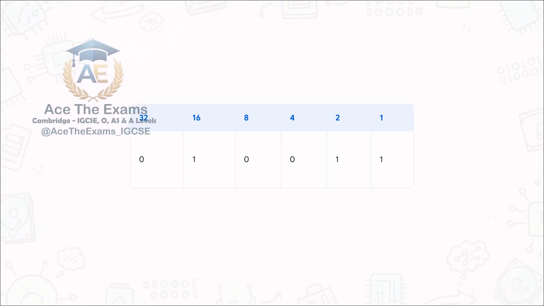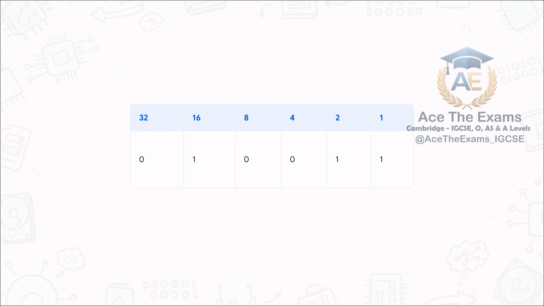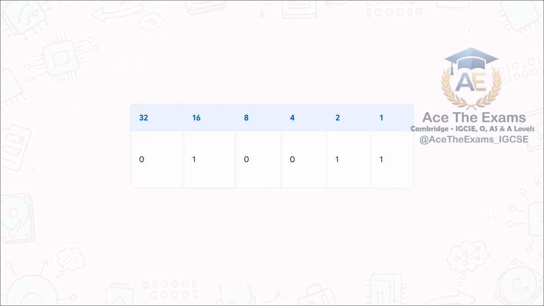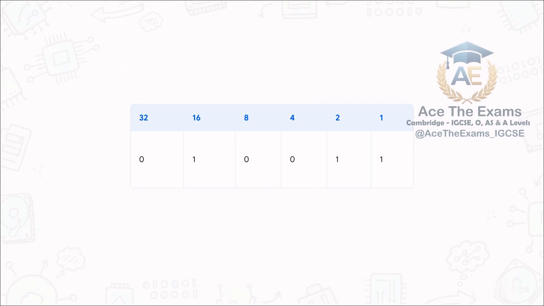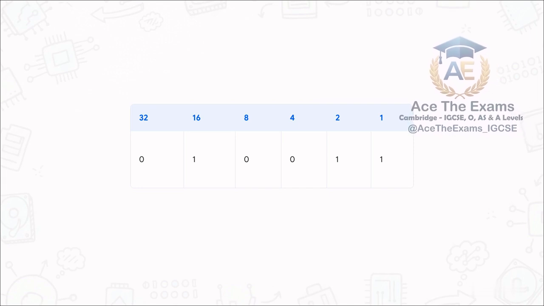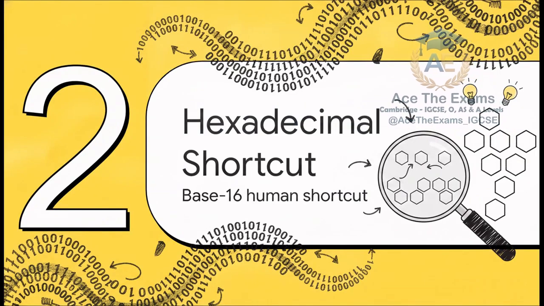If a computer sees the binary sequence 1-0-0-1-1, it just adds the columns that are turned on. That's 1 16, no 8s, no 4s, 1 2, and 1 1. 16 plus 2 plus 1 equals 19. It's just incredibly elegant.